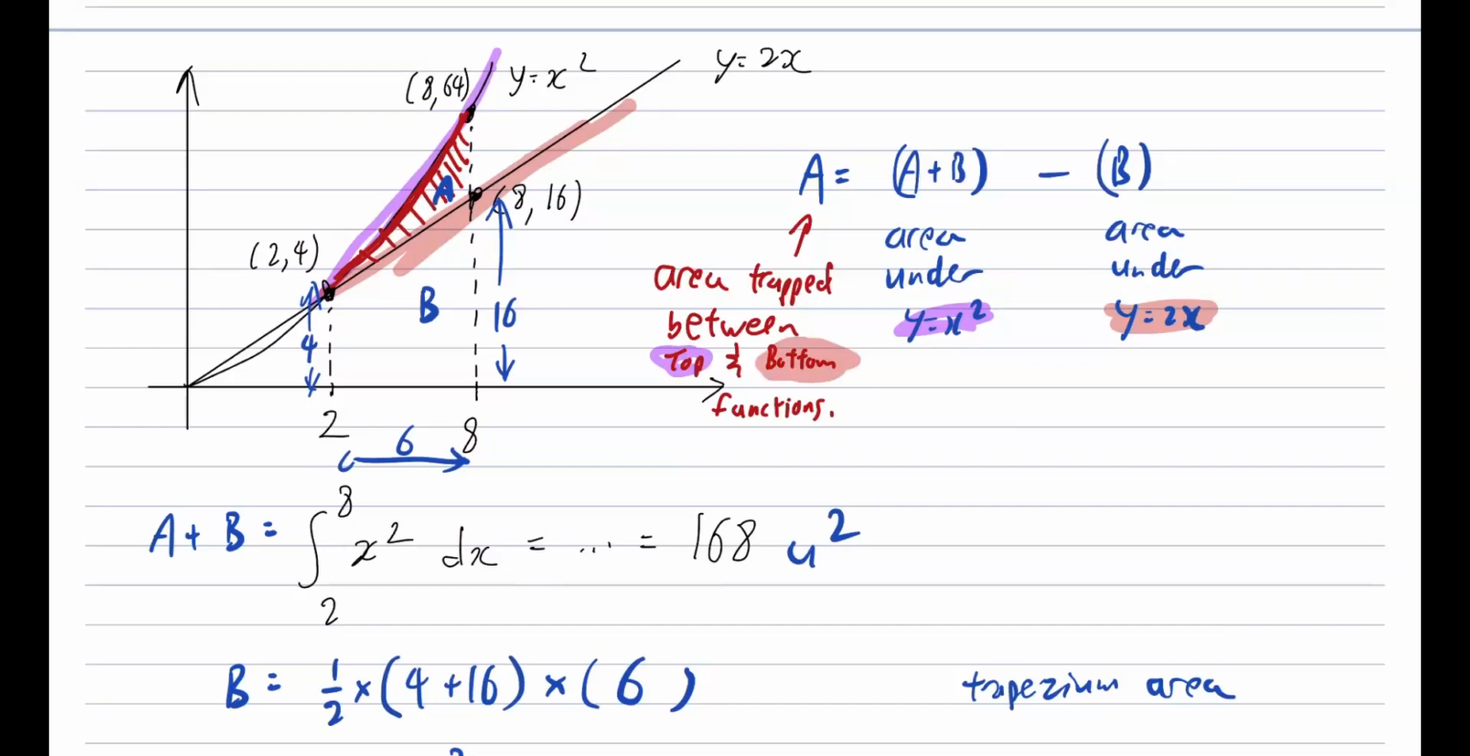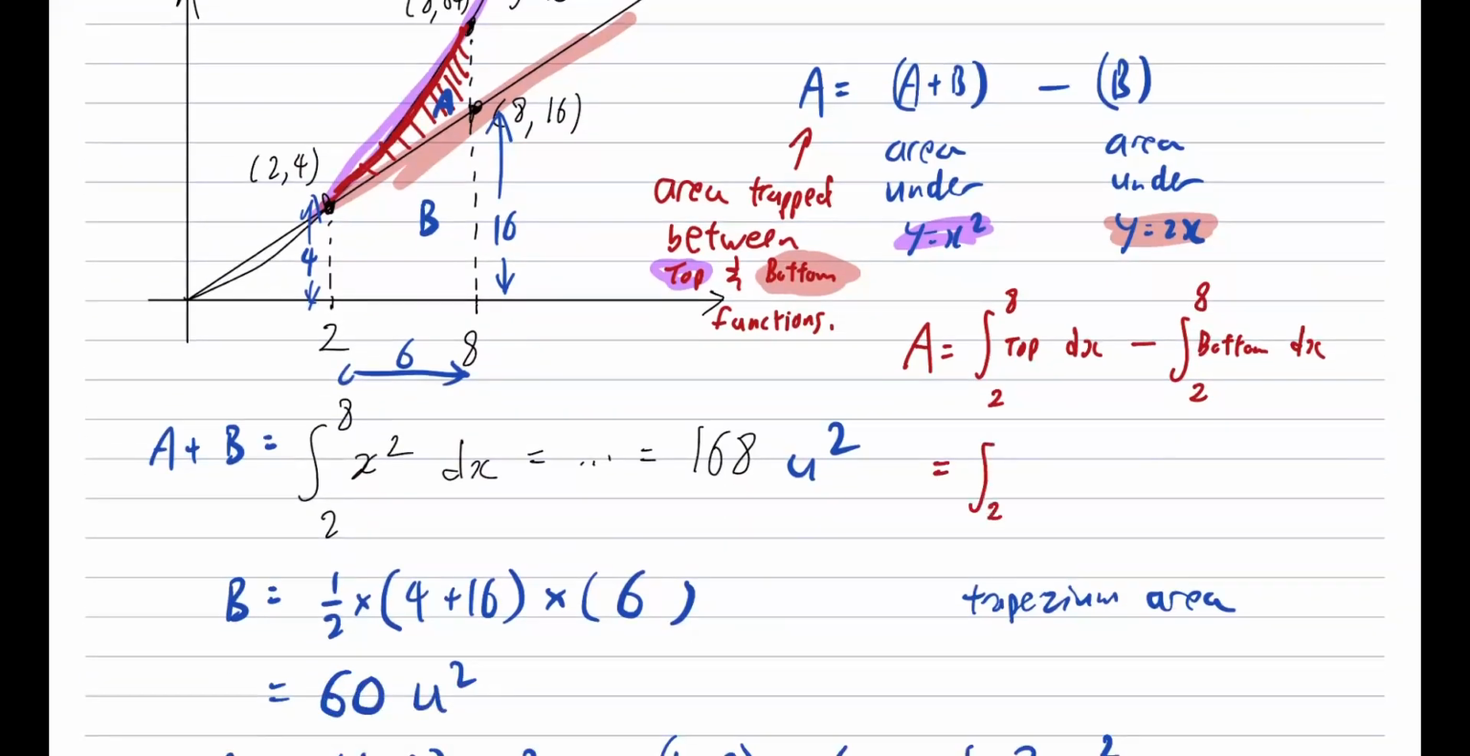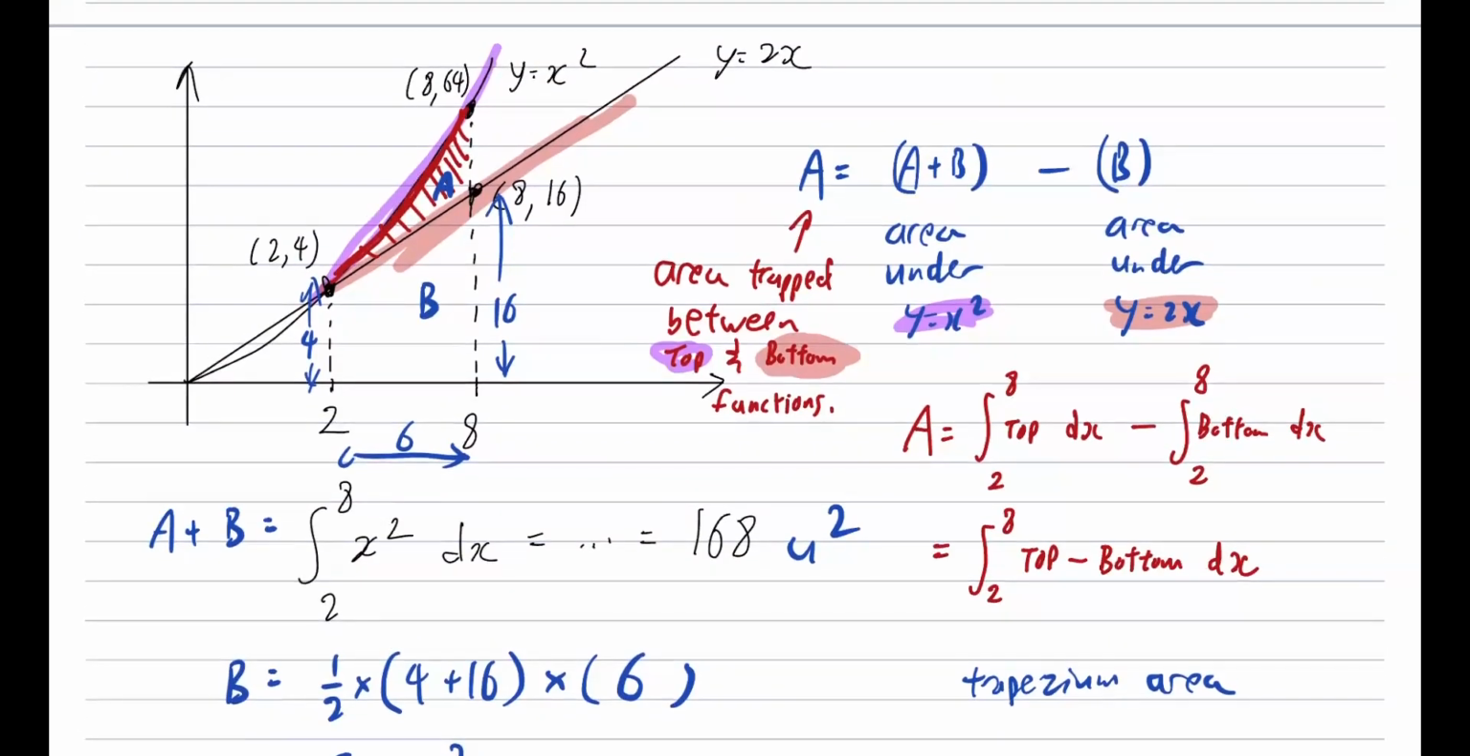So in general, this area A, if you express it in terms of integrals, is just the integral of the top function dx from the limits 2 to 8, minus the integral of the bottom function dx from 2 to 8. Or another way to put it, integral from the same limits 2 to 8, top function minus bottom function dx. The top in this case being x squared, and the bottom here being 2x.